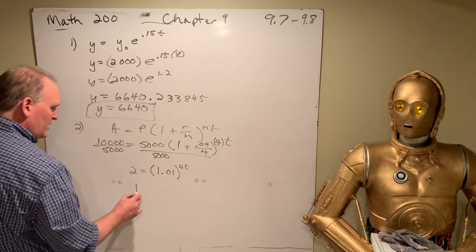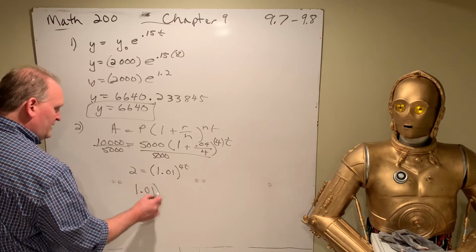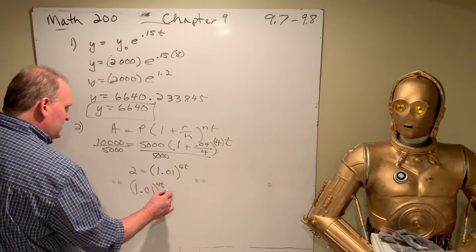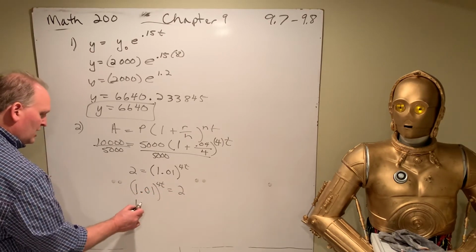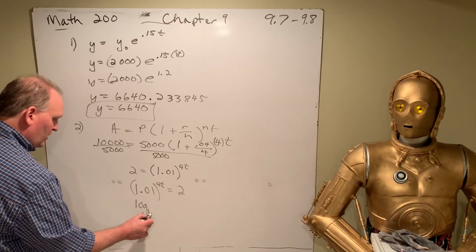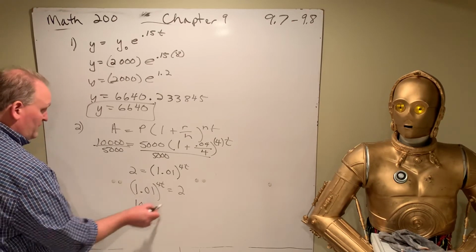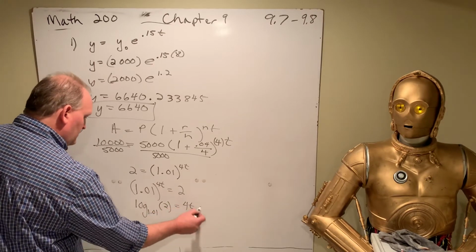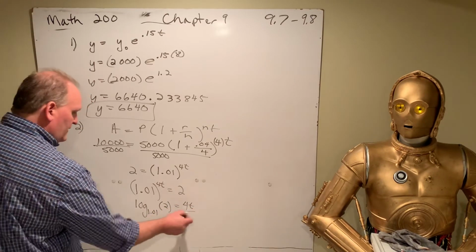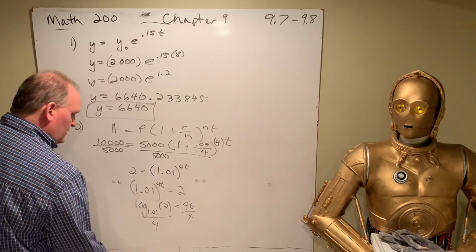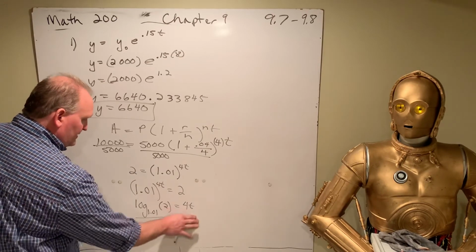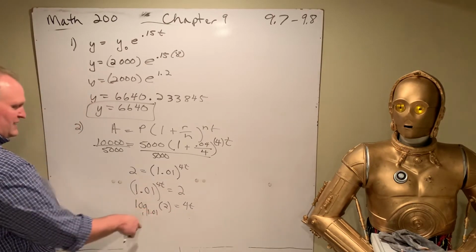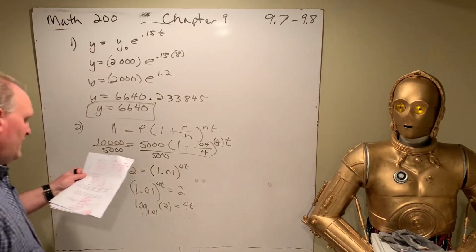We got a weird base, 1.01 to the 4t is equal to 2. Let's write it as a log. Log base 1.01, that's a really weird base, right? 2 is equal to 4t. And then just divide by 4. So let's hold off on dividing by 4. Let's take care of this log first, and then we'll divide by 4 last.